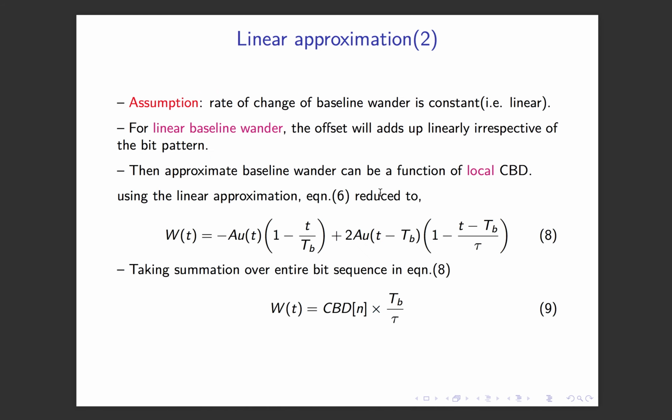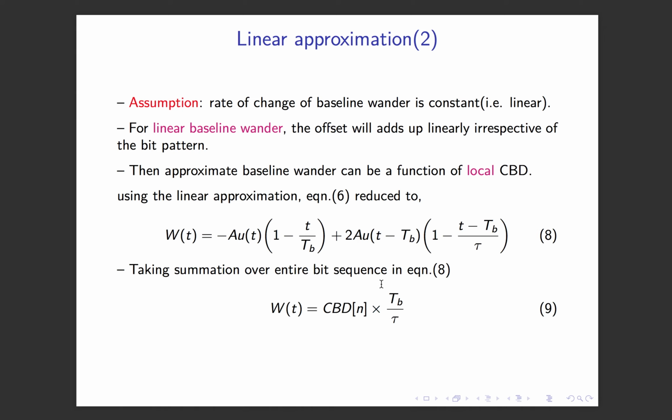So the equation 6, I mean the equation for the wandering, and if you remember, this has an e to the power term, and it becomes like this. By taking the linear approximation, this entire equation is reduced to this. And if we take the summation over the entire range, it will keep the CBD and TB by tau. So here is the term we have talked about.